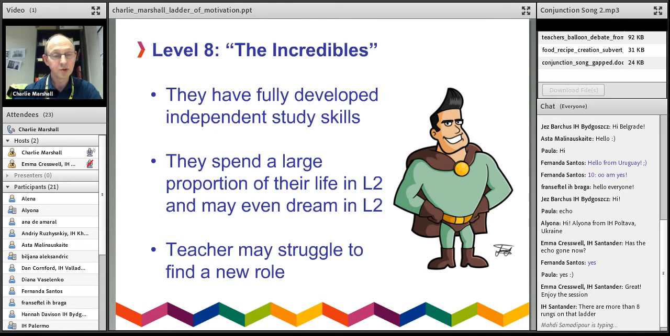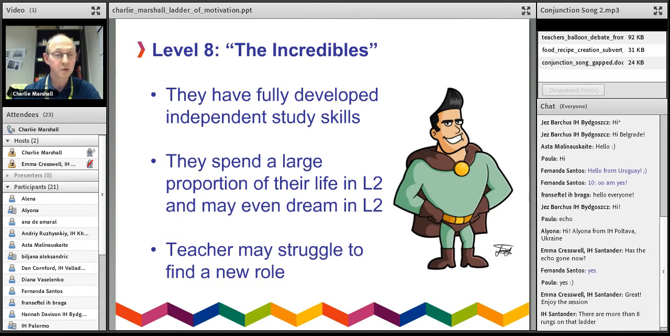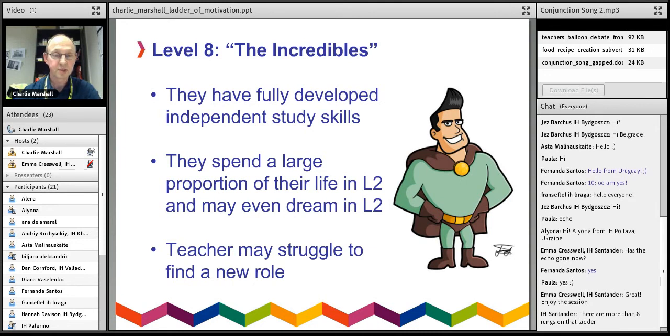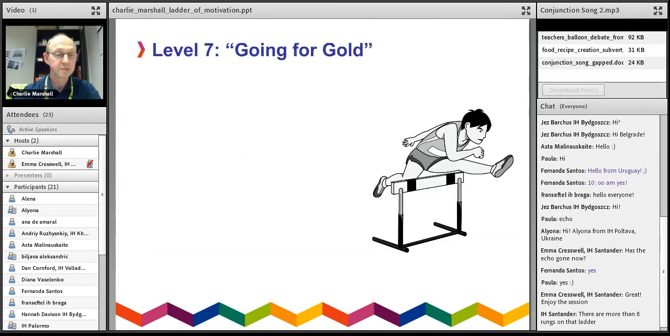And possibly your problem will be that you begin to wonder what your job is. What can you do to help these people? Or maybe you feel like they don't need you at all. It's a problem I've had a couple of times in the past, and I'll give some ideas later about what I've done in that situation.